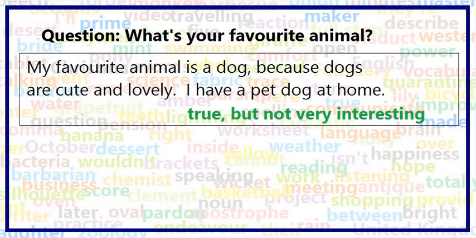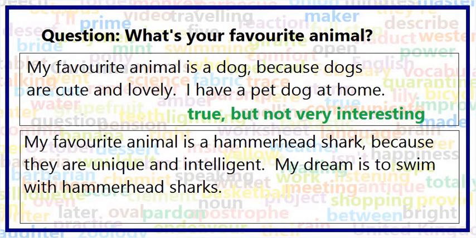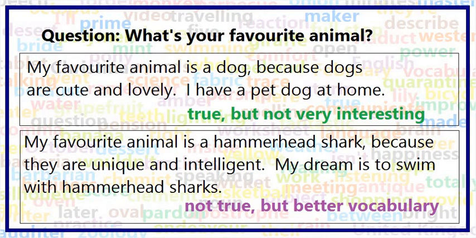Let's try this instead. My favourite animal is a hammerhead shark, because they are unique and intelligent. My dream is to swim with hammerhead sharks. This is not true, but it's better vocabulary. So hammerhead shark in itself is a better vocabulary than dog, but also that encourages us to use more descriptive language. And we're not going to have a pet hammerhead shark at home. So for our extra information, I'm talking about a dream to swim with the sharks. So maybe you have an animal which is your 3rd or 4th favourite animal that's much more interesting to talk about than a cat or a dog. So in that case, choose the more interesting animal because it will lead to a better answer.